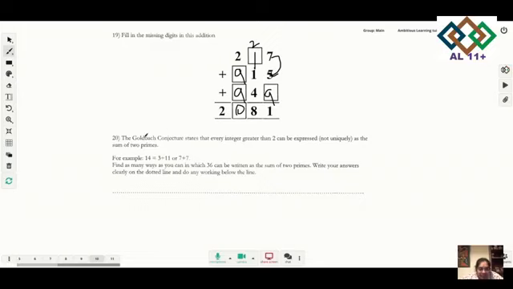Number 20, they are saying the Goldbach conjecture states that every integer greater than 2 can be expressed as the sum of 2 primes. So when you express them, it's a sum of 2 primes. For example, this way, you need prime numbers to make them.